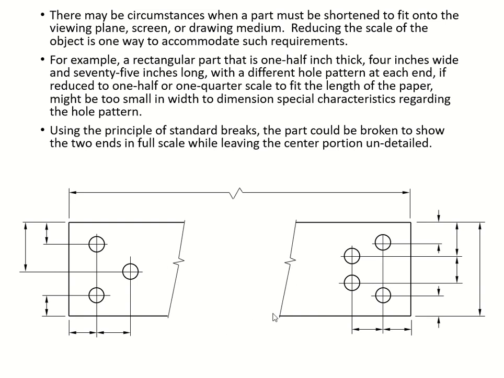Here is just an example showing a rectangular part, 1/2 inch thick, 4 inches wide and 75 inches long. But you have a different hole pattern at each end. These are your hole patterns. I have 3, and then 1, 2, 3, 4. So look at that, the patterns are different at each end. So you have to reduce to 1/2 or 1/4 scale to fit the length of the paper that you've got. So in this way we can break it up, showing the two ends.